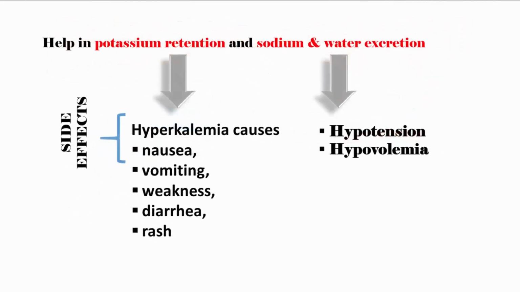So what could be the possible side effect of drugs of this class? As we studied, it helps to retain potassium, so one common side effect could be hyperkalemia, which manifests in forms of nausea, vomiting, weakness, diarrhea, rash, etc.